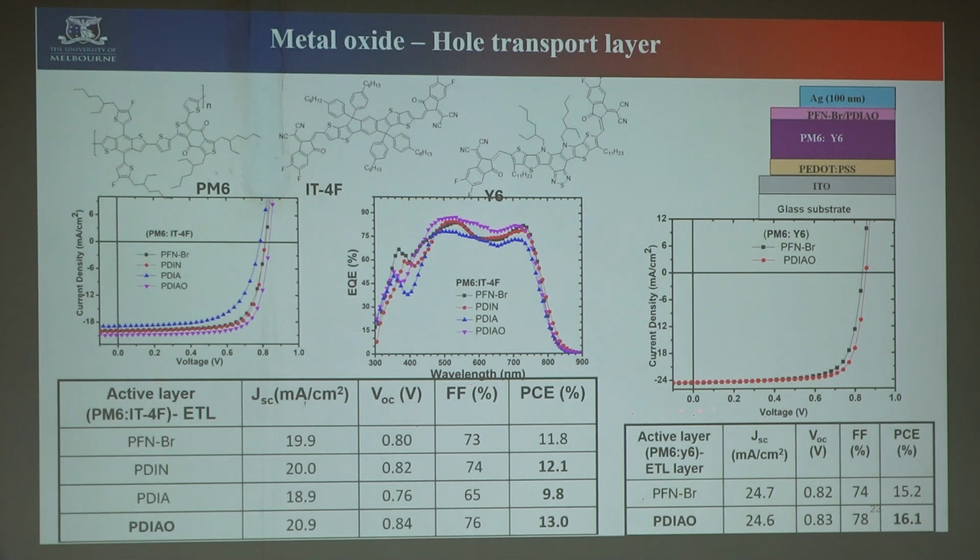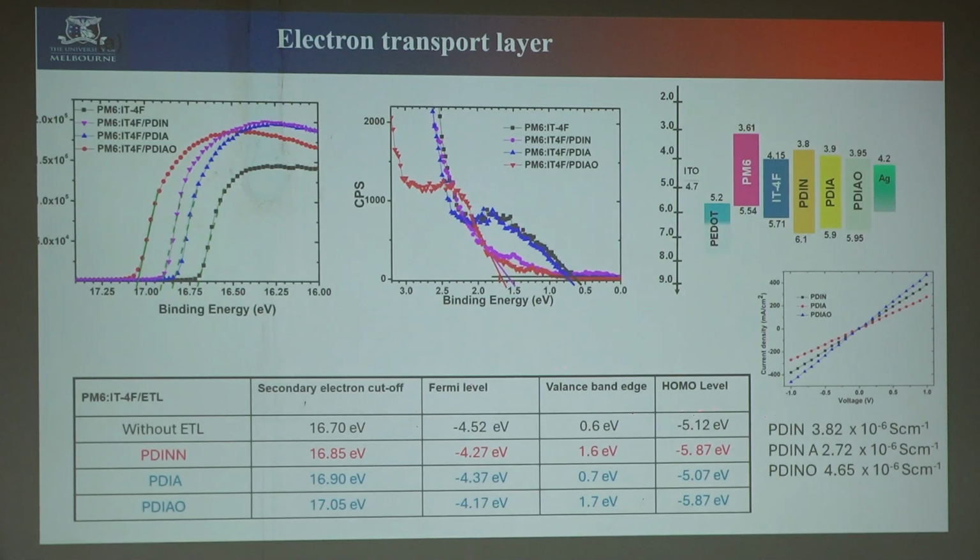So again, if you see the energy level in this case, we can do that with PDIN, we can see how the energy level is changing. When you have only PM6 ITIC, you only have a low energy level. For PDIN, the work function becomes higher, and when you have the PDIO, the work function becomes lower and lower, because this is an electron transport layer.